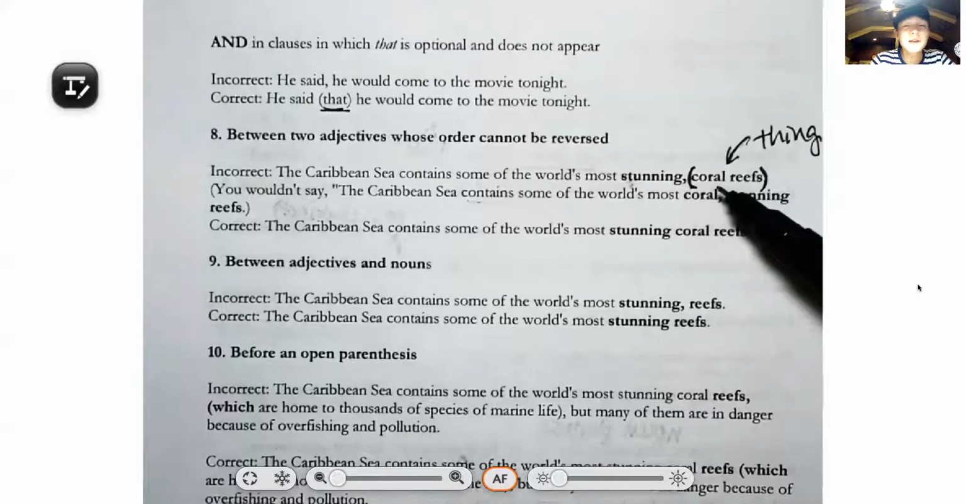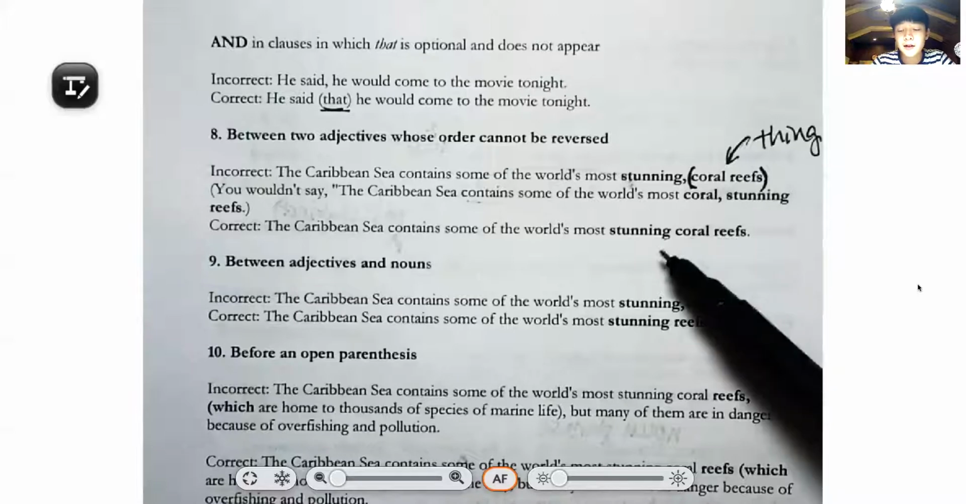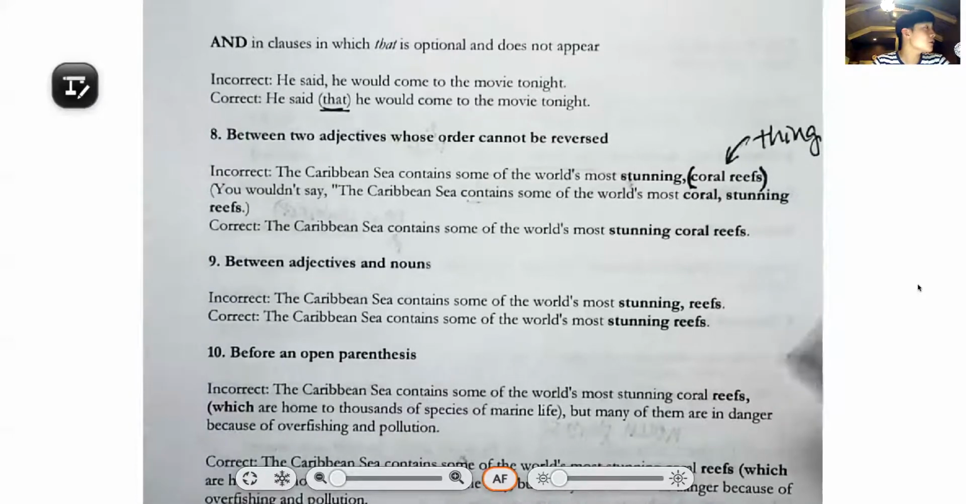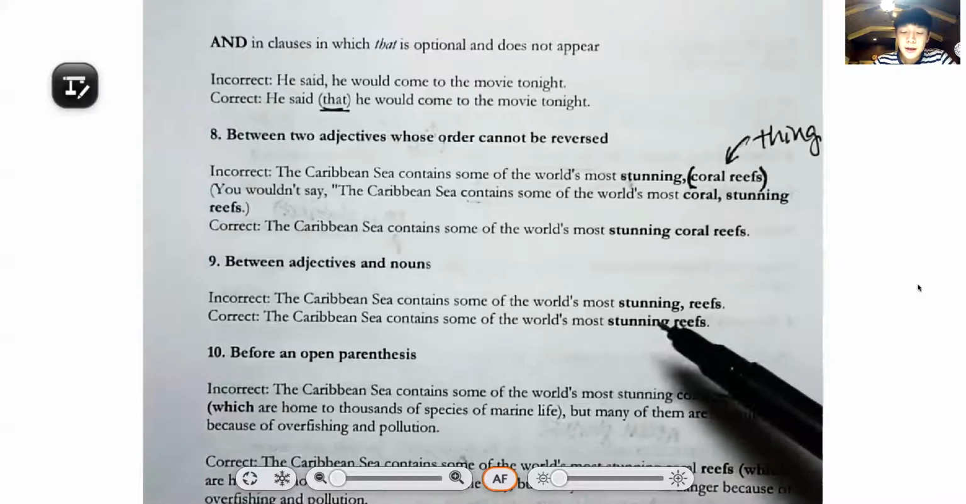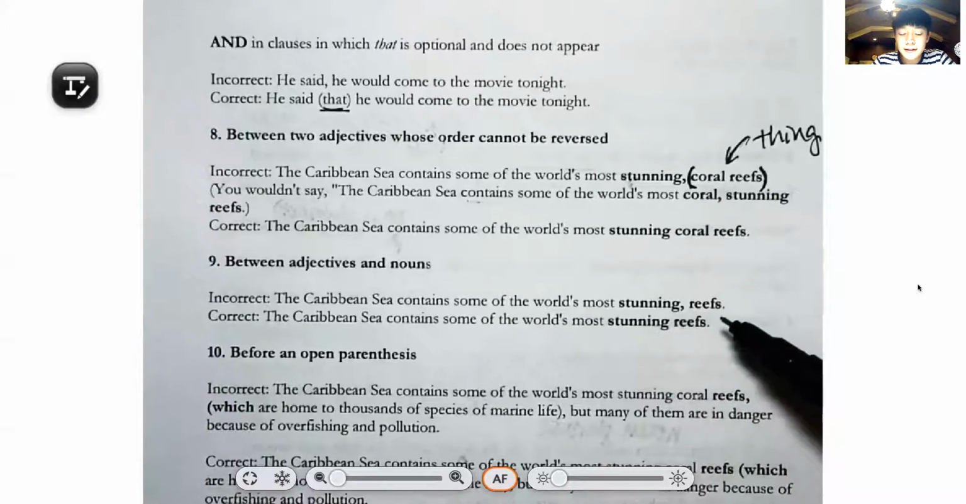Even if they're adjectives, if you view this right here as a thing or as an entity by itself, then you don't put a comma there. Stunning coral reefs. Between adjectives and nouns here. So what's incorrect is putting a comma between even a list of adjectives and the noun.